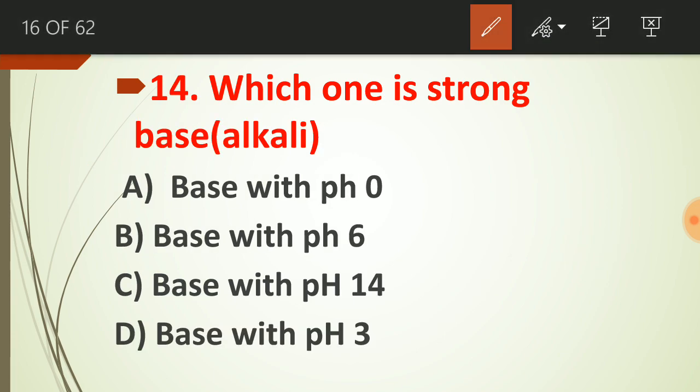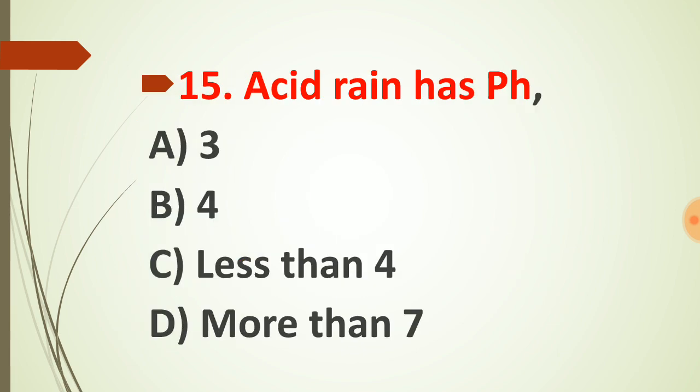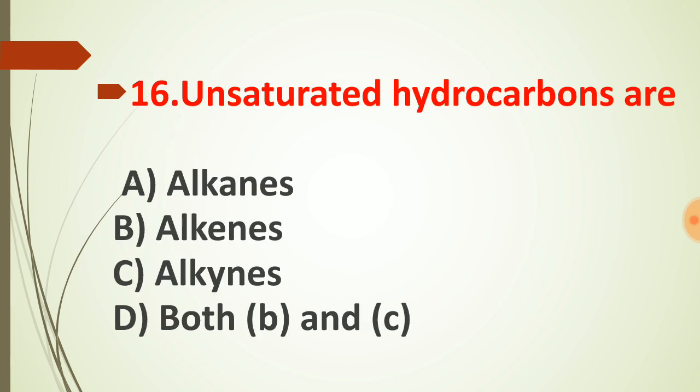Question number 14. Which one is strong alkali? Base with which is one is strong base or which one is strong alkali? Base with pH 14 is the strong alkali, because after 7 the basicity starts and the maximum value for the strong base is pH 14. Now let us move to question number 15. Acid rain has pH 4. You need to remember this. Acid rain has pH 4.